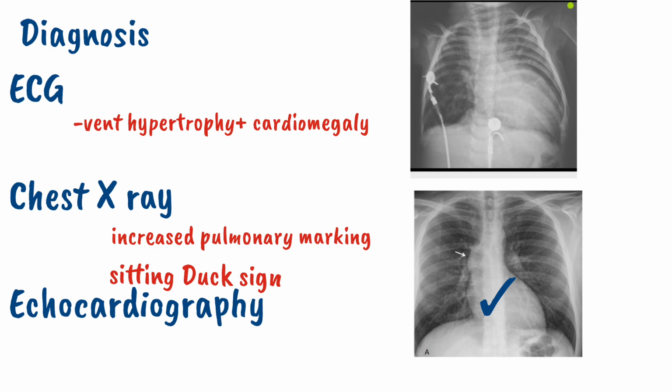The third is echocardiography. Echocardiography is the diagnostic test of choice. It will show the anatomy including the VSD, truncal valve function and the origin of the pulmonary artery. That was all about the diagnosis of truncus arteriosus.